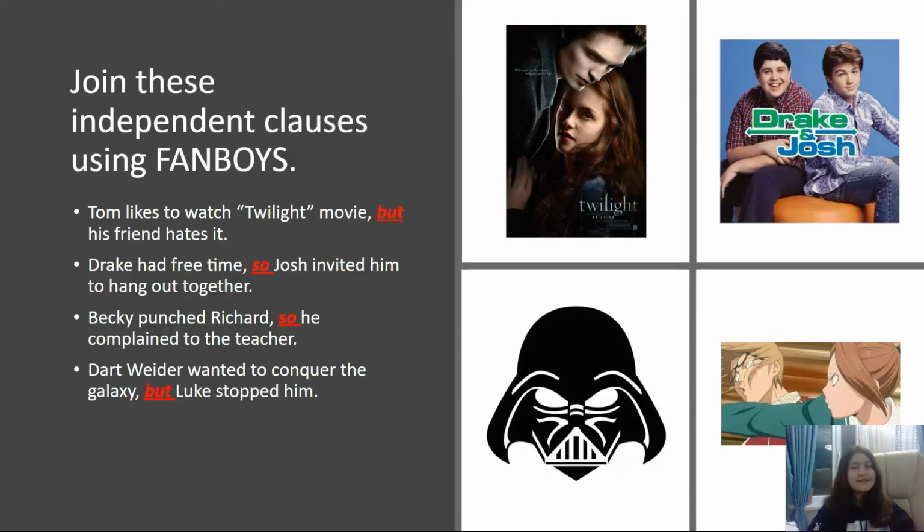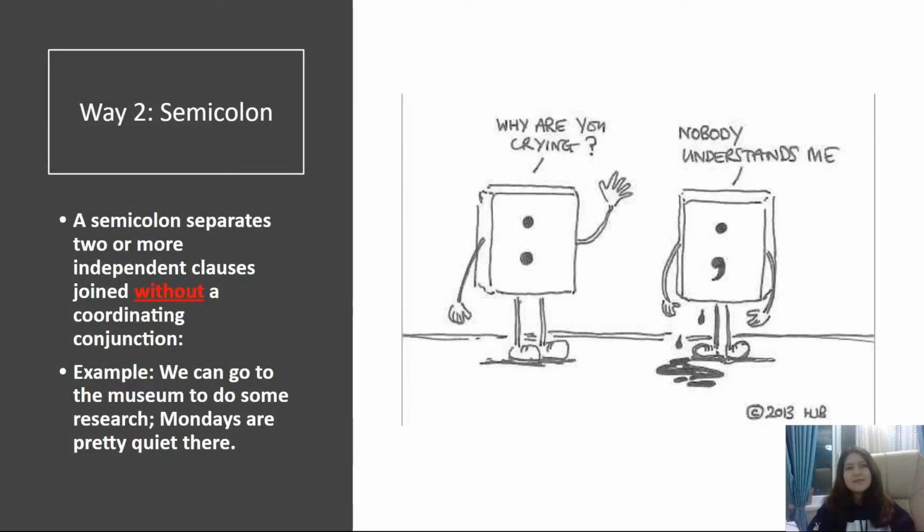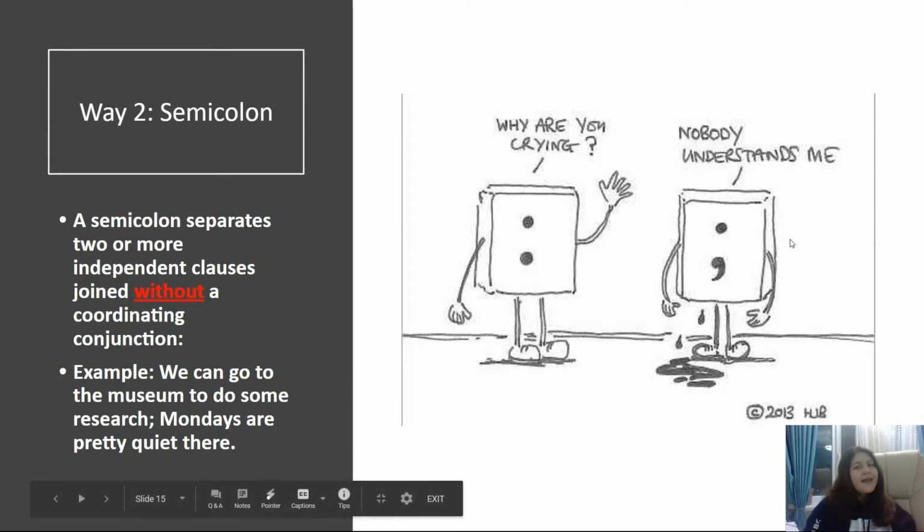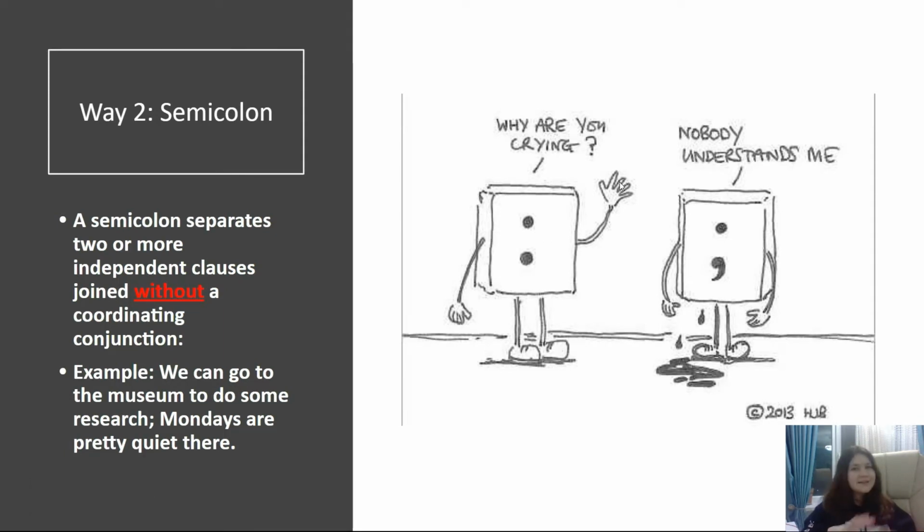Now let's move on to the next way of connecting two independent clauses. It's the way where we use a semicolon. I know that most of you are scared of using a semicolon because usually we don't use semicolons a lot in our native language. But let's not make the semicolon cry and understand how to use it properly on the SAT. The construction is pretty simple. Independent clause, semicolon, independent clause.